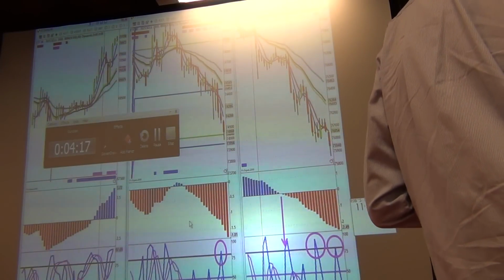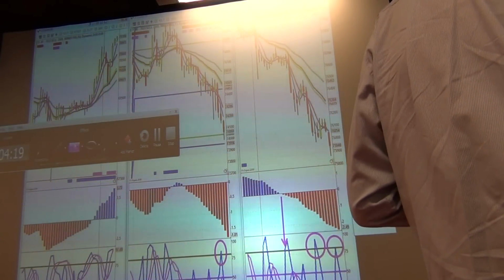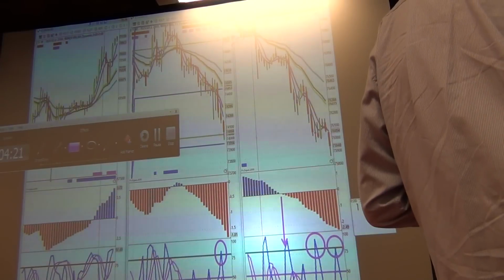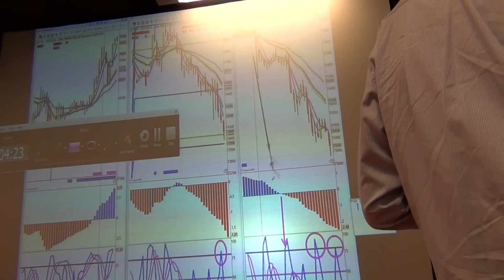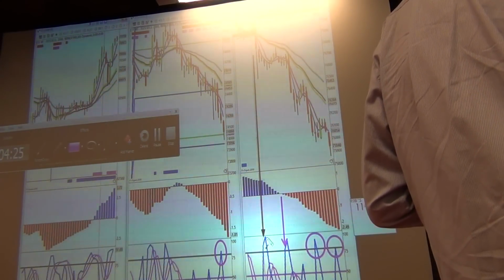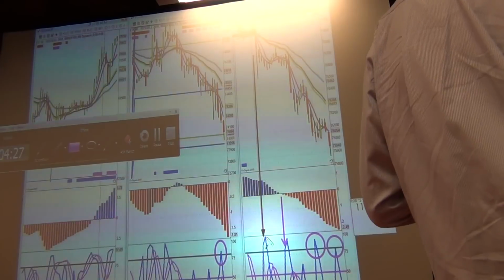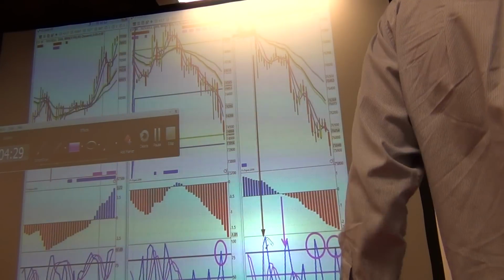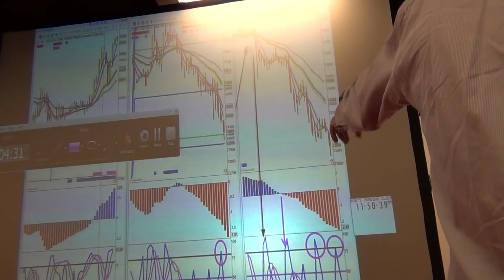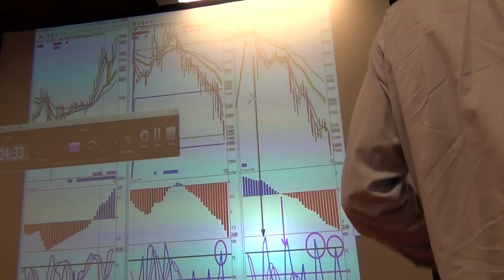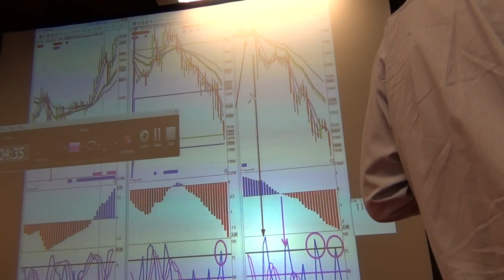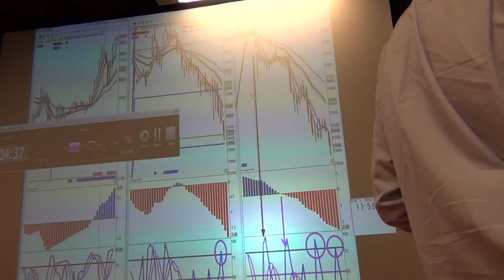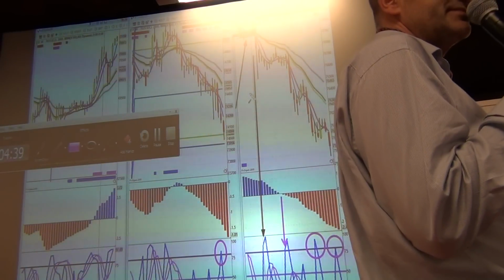Okay. Now, I want to show some examples of this again because it's very important. This first one over here, that's a stochastic spike, right? But what's the trend doing? The trend is flat.